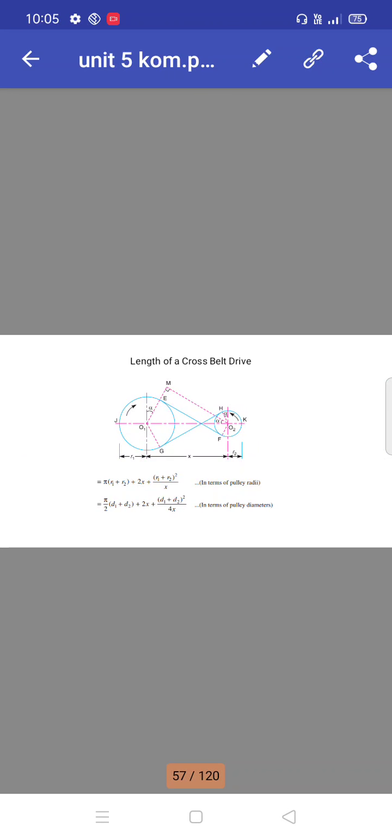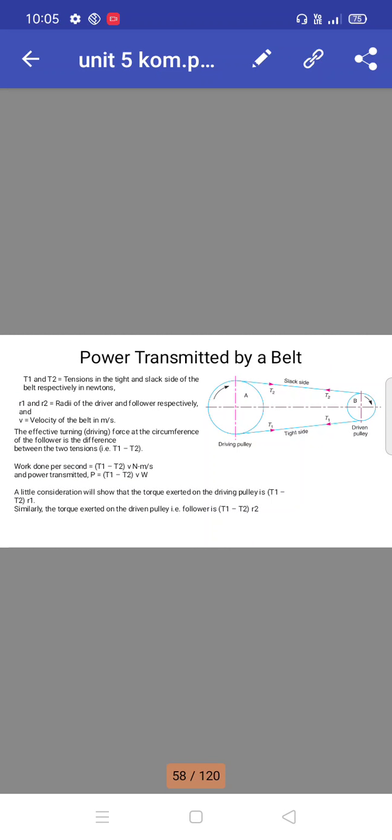Length of cross belt drive: pi into (r1 plus r2) plus 2x plus (r1 plus r2) whole square divided by x in terms of pulley radius. That is pi by 2 (d1 plus d2) plus 2x plus (d1 plus d2) whole square by 4x in terms of pulley diameters.